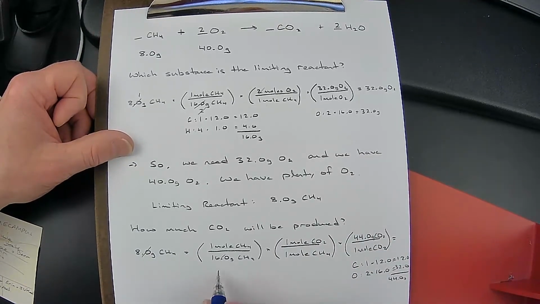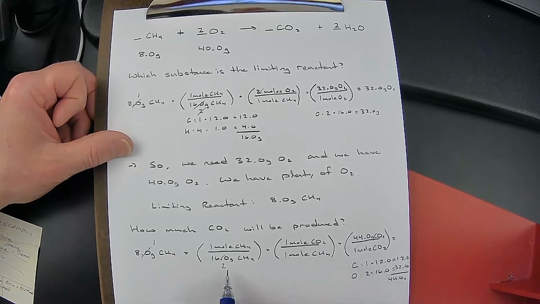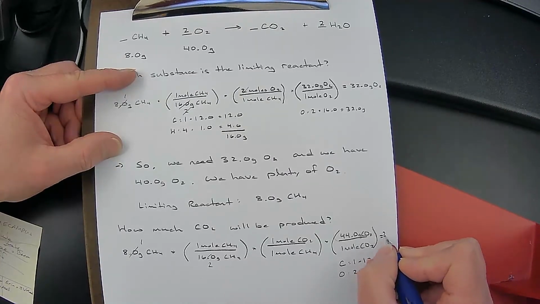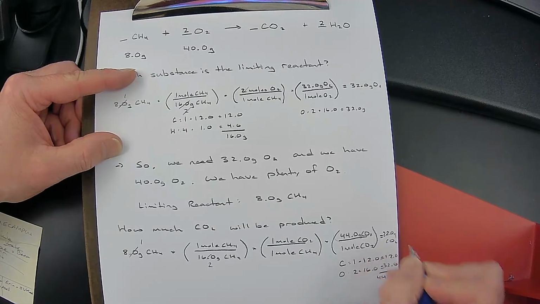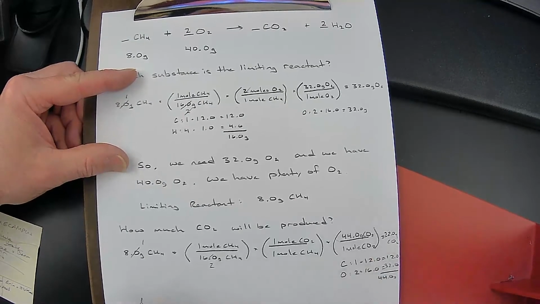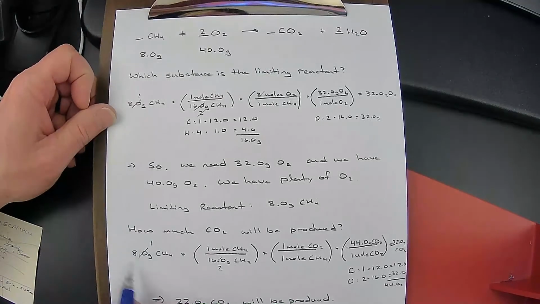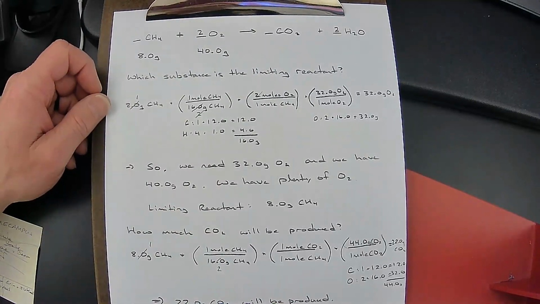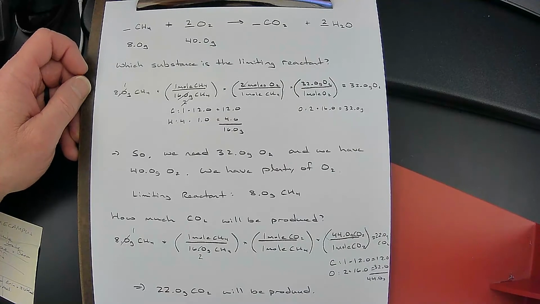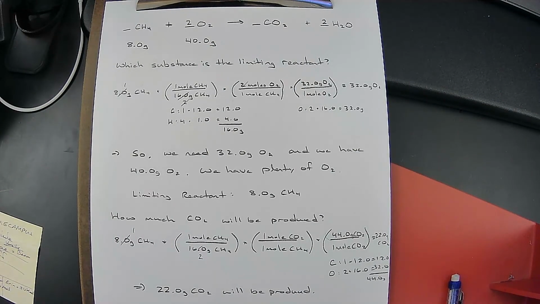So we have a 1 to 2 ratio here, and we have 44 on the top, 2 on the bottom. That gives me 22.0 grams of CO2. So 22.0 grams of CO2 will be produced. We have to base it off of the limiting reactant, which was the 8.0 grams of CH4. I hope this helps with limiting reactant type of problems.